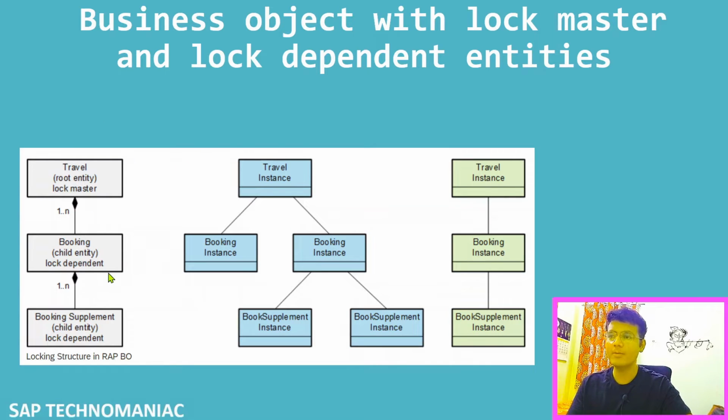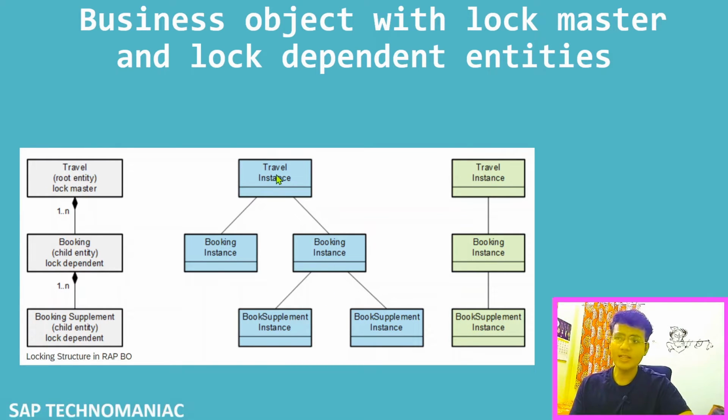So in this case, what will happen? Suppose I am editing the travel instance, and as soon as I start editing the travel instance, the relevant booking and booking supplement, everything will be locked, and you will not be able to edit for this particular instance. For example, travel ID 5002 you are editing, then nobody can update the database table for the 5002 instance at that time, but you can update 5003, 5001, other travel instances.